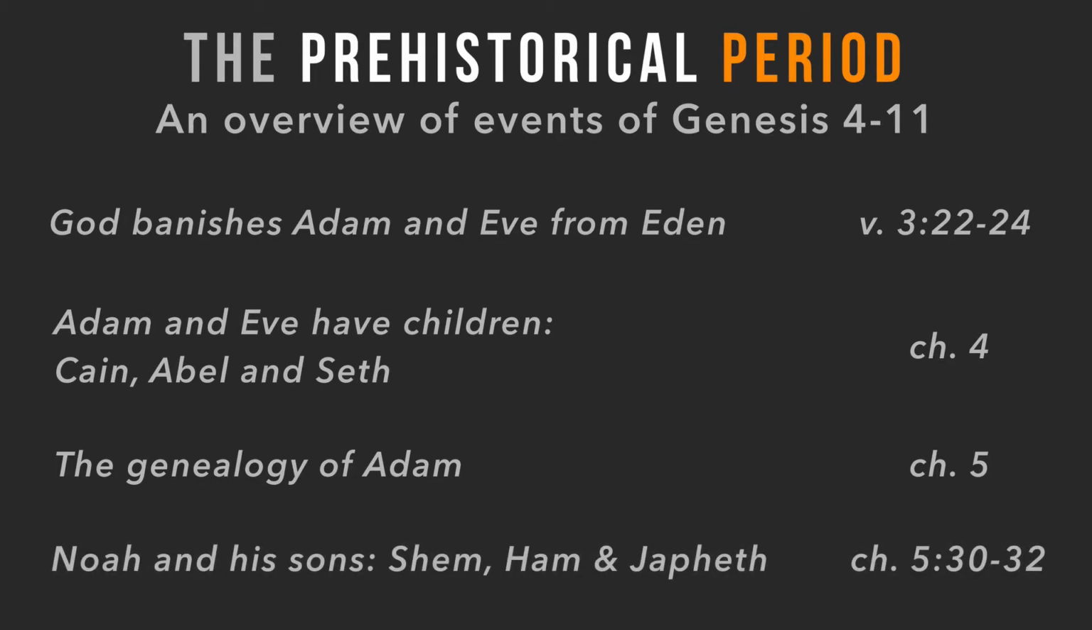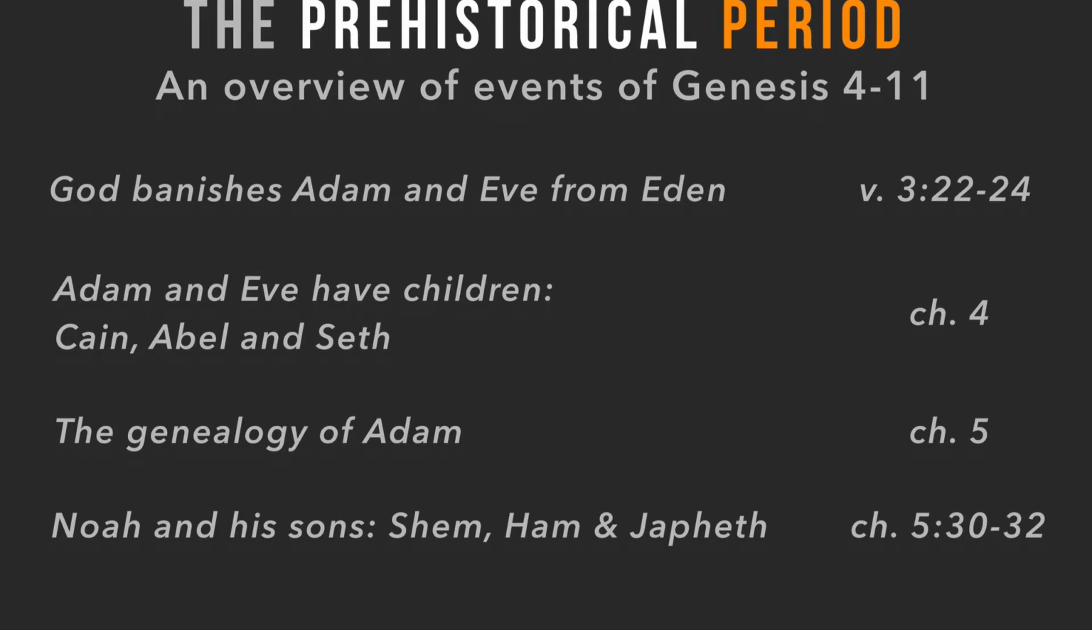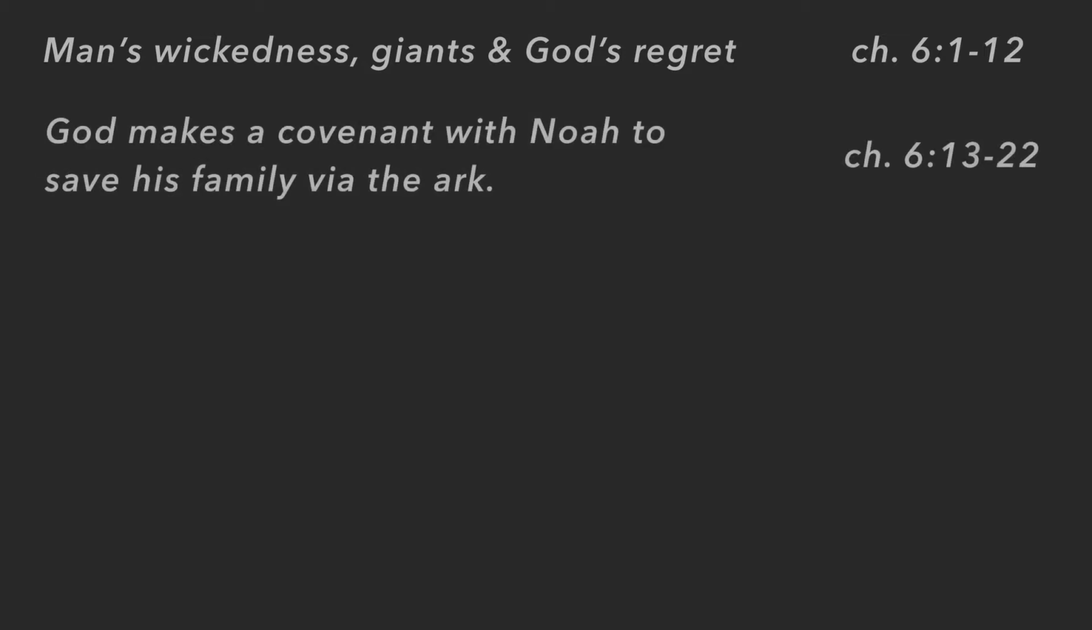And at the end of chapter 5, we're introduced to Noah, a very important character, and his sons, Shem, Ham, and Japheth, in verses 30 through 32. So after that, in chapter 6, we see man's wickedness, we see giants, and we see God's regret. We'll look at that in this module.